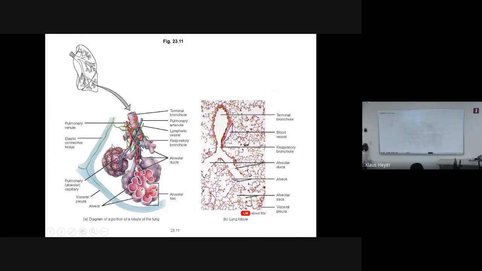It's like the streets are getting smaller and smaller, like a residential street, and then these would be like cul-de-sacs. And you notice the alveoli, or singular, alveolus. The alveoli have blood vessels around them. So you see all these capillaries surrounding it. This is where you have gas exchange. This is where oxygen is going to enter the blood and carbon dioxide is going to leave the blood and go into your lungs. This is where it happens.